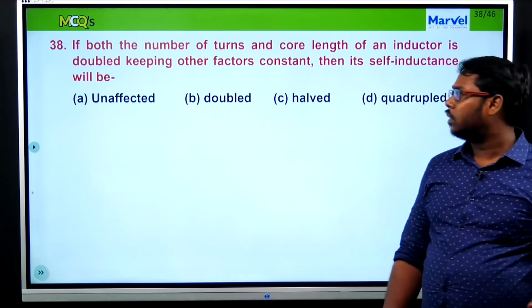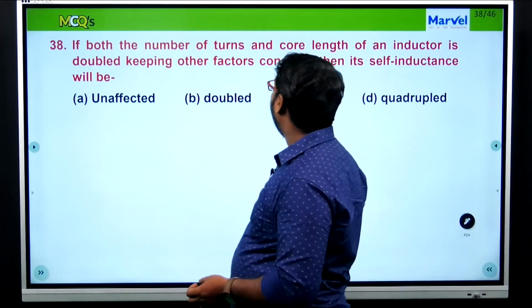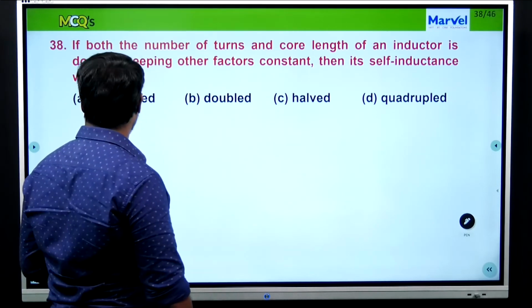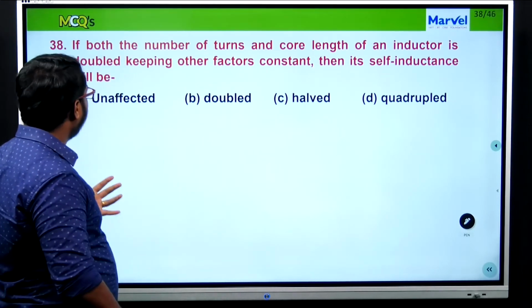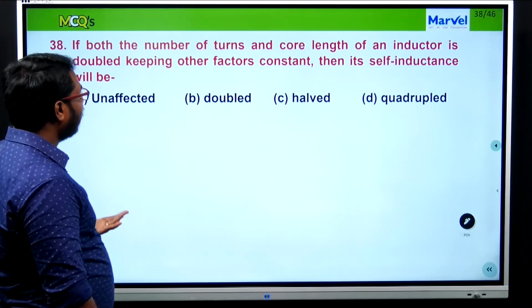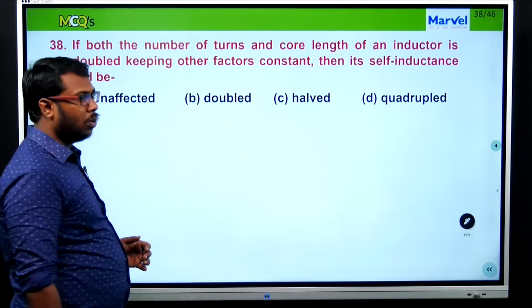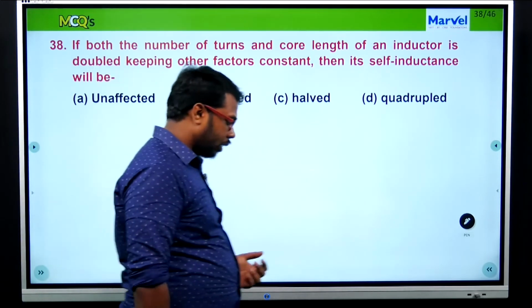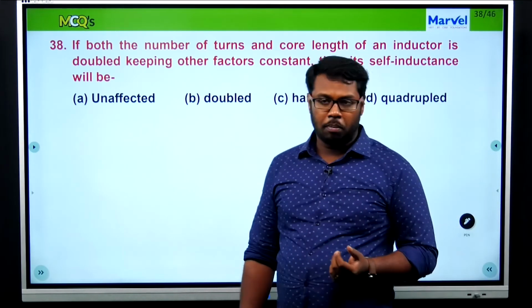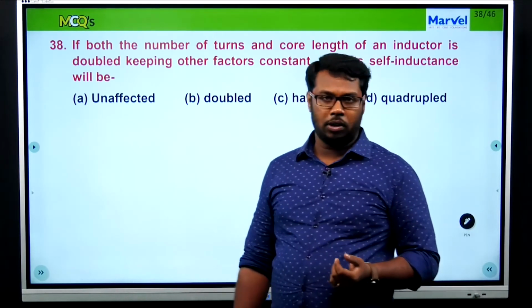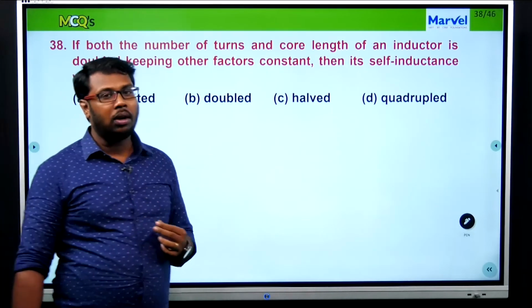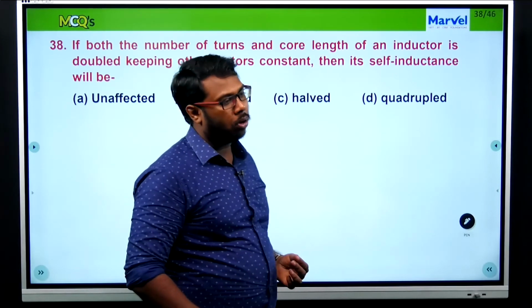Listen, if both the number of turns and the core length of an inductor are doubled, keeping the factor constant, then its self-inductance value is... So now they are asking us to find the value of the self-inductance by doubling the number of turns. So, what will we get by doubling the number of turns?